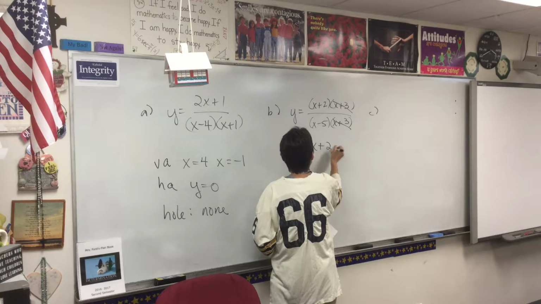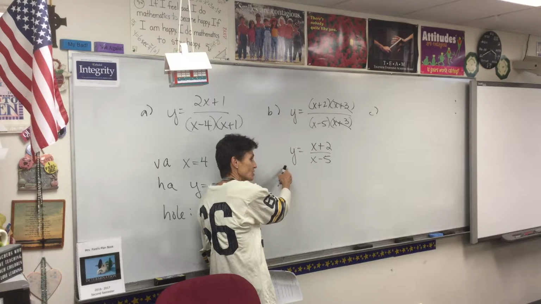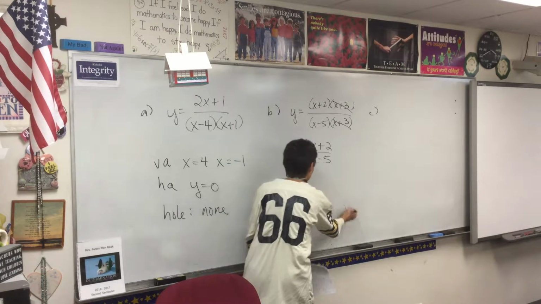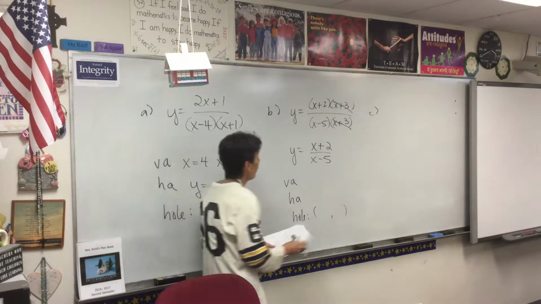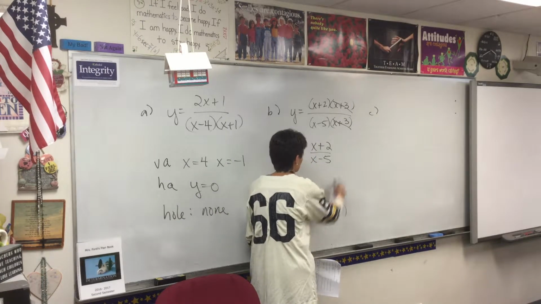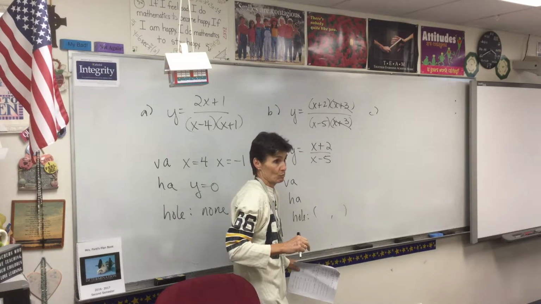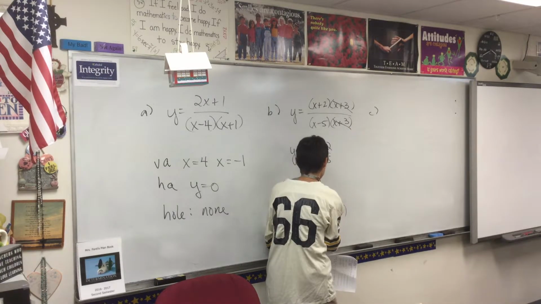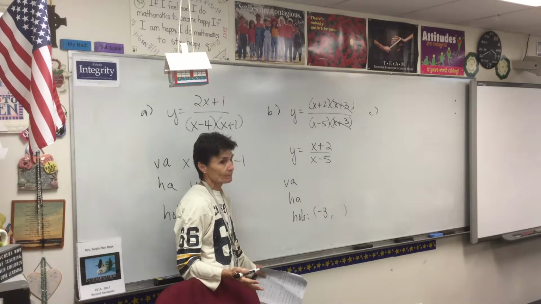So the problem that we are actually dealing with is this now. This is what we're actually dealing with. But because we did the canceling, we know we're going to have a hole. And the hole is an x and a y. And the x always comes from the factor that you canceled out. So if you canceled out x plus 3, your hole is going to be at -3 comma something.